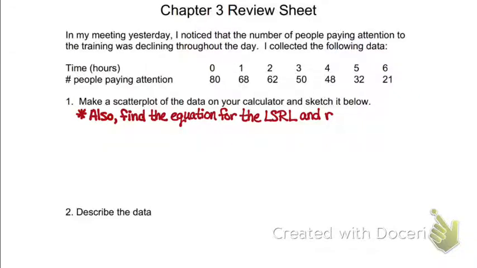I want you guys to use your calculators, make a scatter plot, sketch it, and I also want you to find the equation for the least squares regression line and find R.